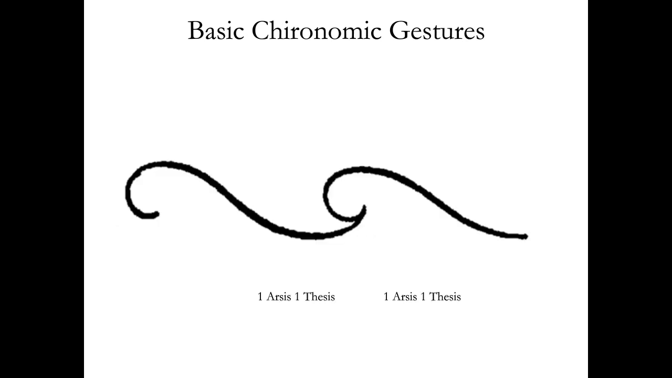You're going to see diagrams like this that are just an illustration of what your right hand would look like if you were doing this in the air. This is one arsis where it goes over the top of the curve, and the thesis is the lower part of the curve, and then it comes back into an arsis and a thesis. In this next part, we will take a gesture of one arsis, one thesis, one arsis, one thesis.